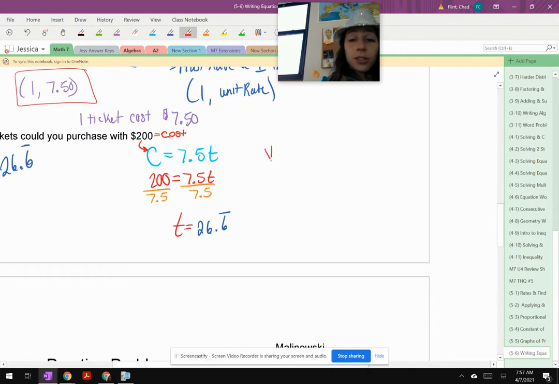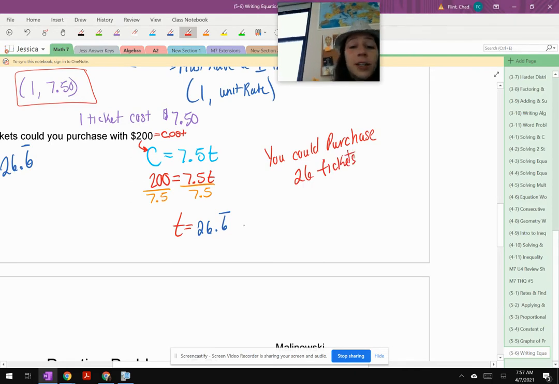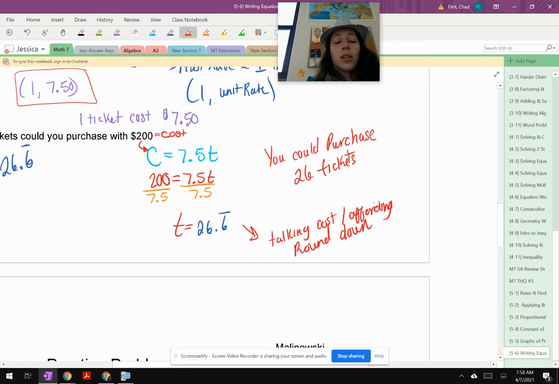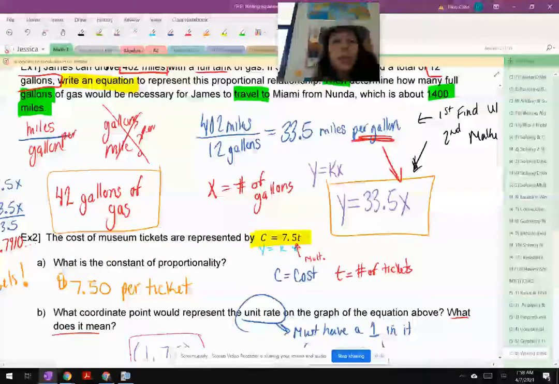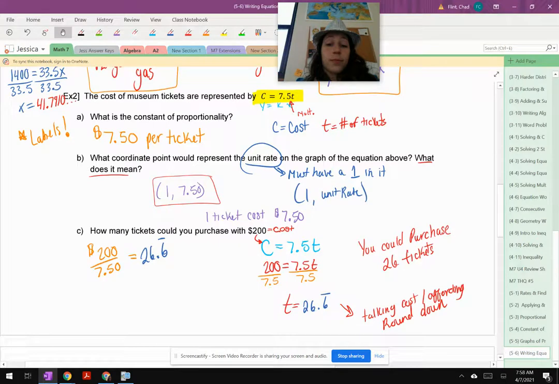So how many tickets? You could purchase 26 tickets. And here, because we're talking about affording, talking about cost, affording something, we have to round down. Whereas up here, when we were talking about how much gas we needed to go somewhere, we needed to round up to make sure that we had enough. And there we go.